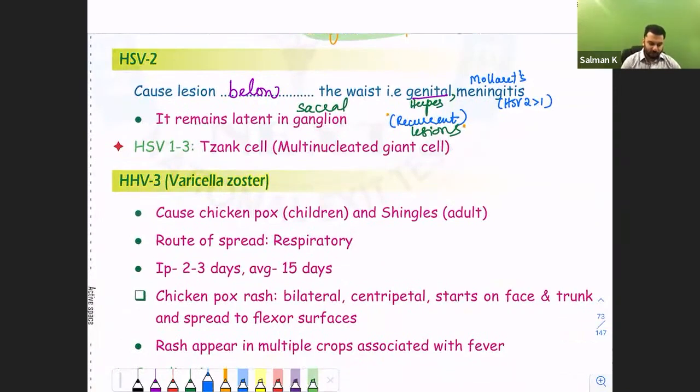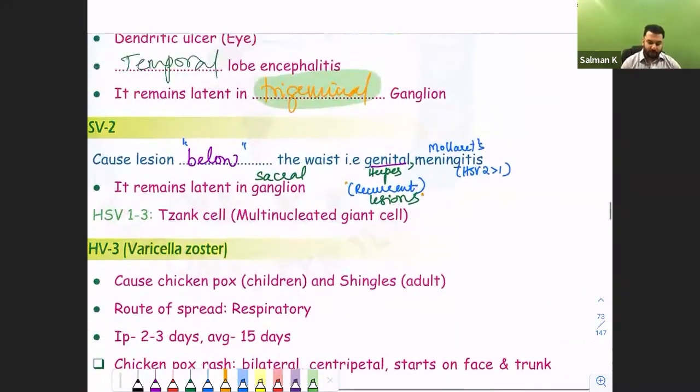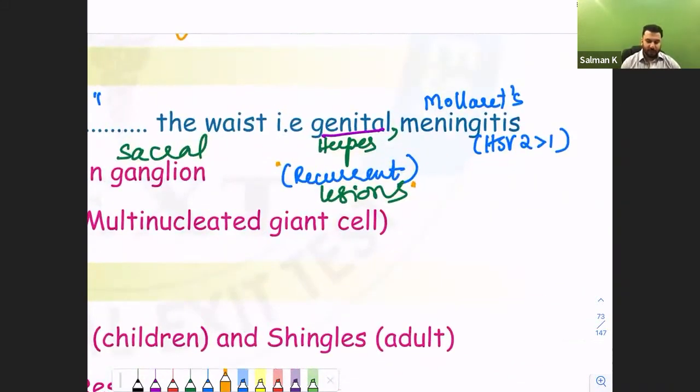HSV2 causes lesions below the waist. And genital herpes primarily, this is the one you should be knowing. Genital herpes is caused by HSV2. And what is the characteristic of genital herpes?